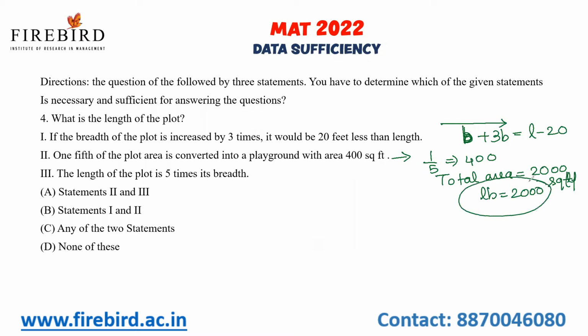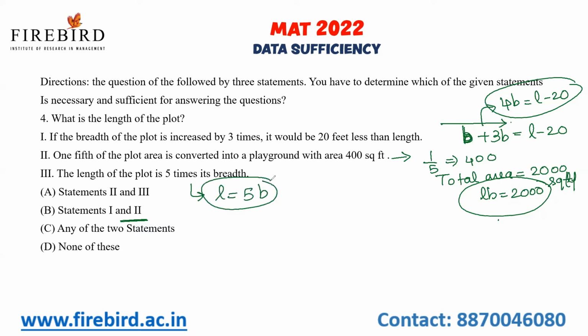So here I have LB as 2000, and from this equation I got 4B is equal to L minus 20. Okay, when you solve the first two equations, you can easily get the value of length and also breadth. So statements 1 and 2 are enough, you can see. But there is also another option, like any of these two statements. See, the length of the plot is 5 times its breadth. Here also you get another equation, right?